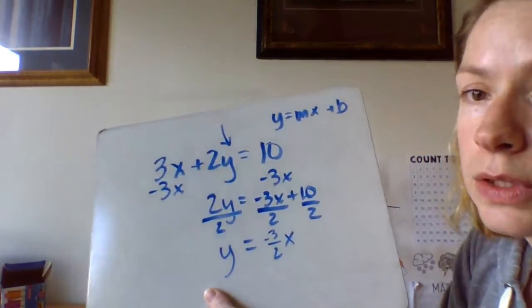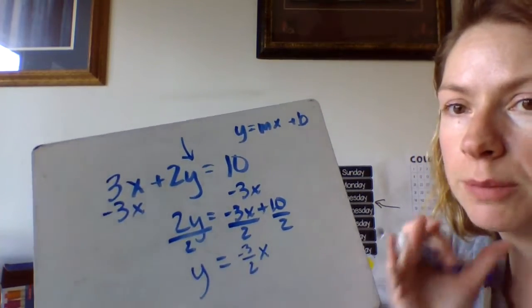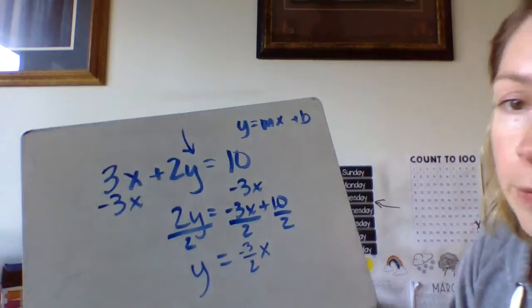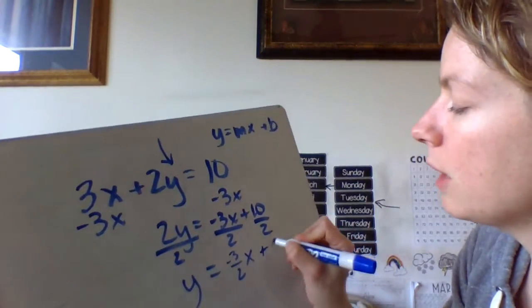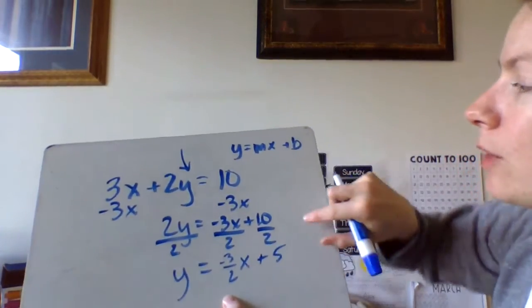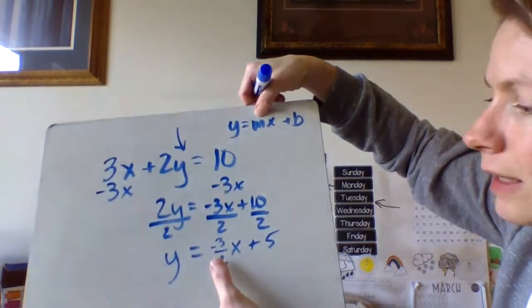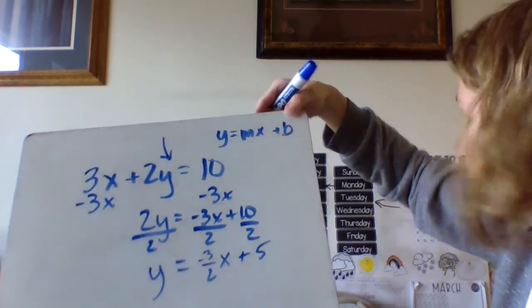Remember, with slope, we do not want to go to decimals. 1.5 for slope is actually problematic. We want to go down 3 over 2. Remember, fractions are a good thing when we're dealing with slope. And then it's going to be plus 5. Now that it's in this form, I know that my slope is negative 3/2 and that my y-intercept is 5.